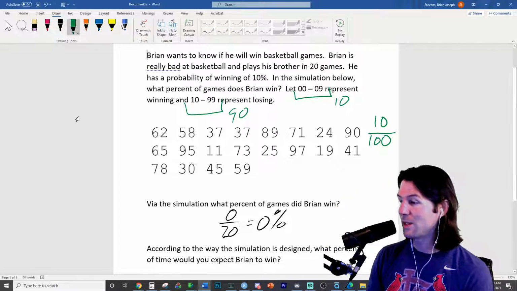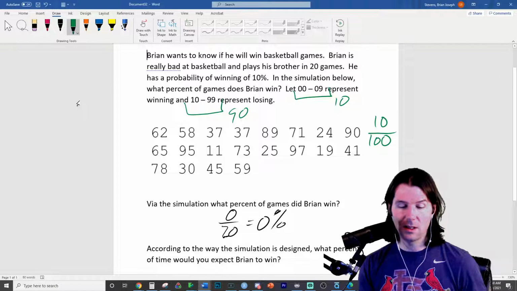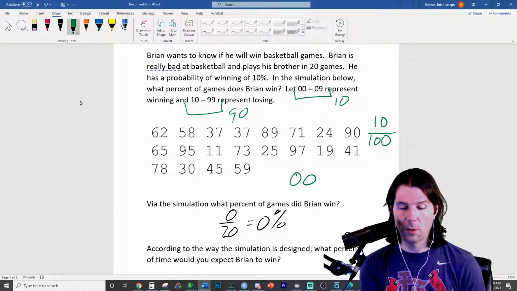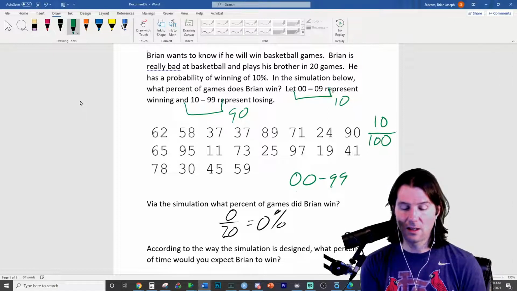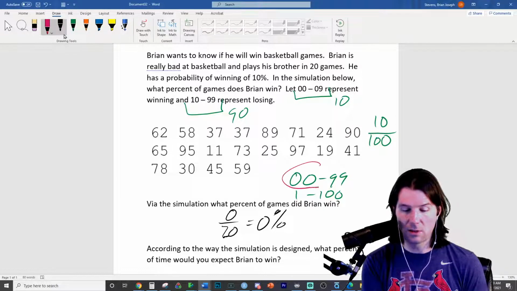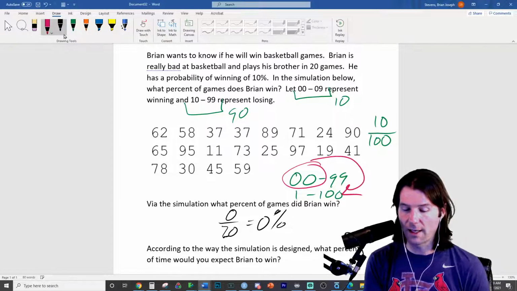So it'd be 10%. And the way to think about this is the numbers 0 through 99 are basically the same as 1 through 100. You're just taking this 0 right here and bringing it over to the other side. Does that make sense?